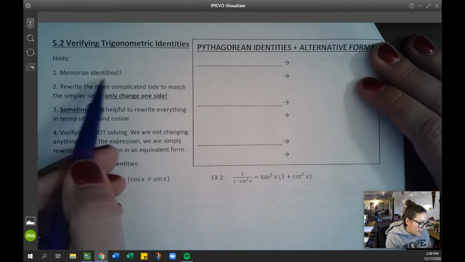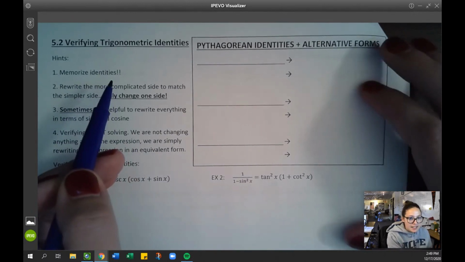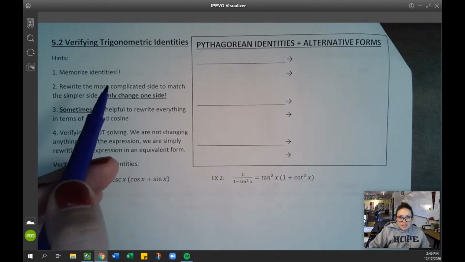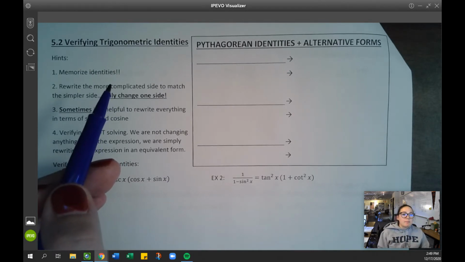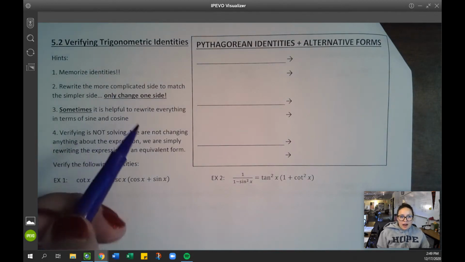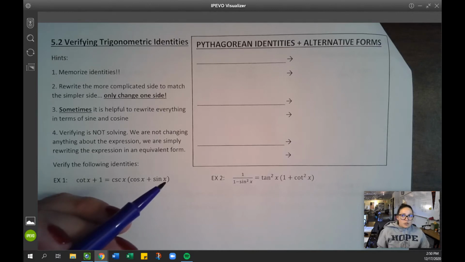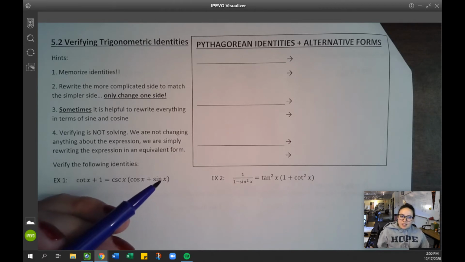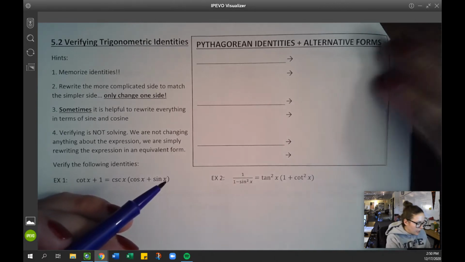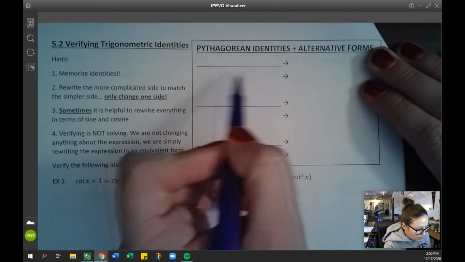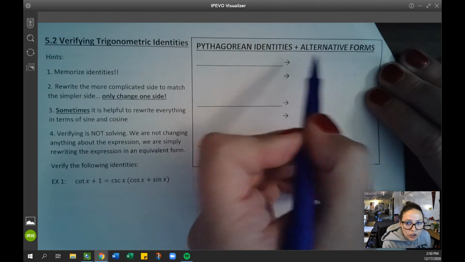The first thing is to memorize the identities, or at least have them somewhere that is easy for you to quickly look at them. The better you have those identities in your brain, for example, when you see sine squared plus cosine squared, boom, right away, if you know that's 1, that makes your life a lot easier. So with that being said, let's talk about our Pythagorean identities and their alternative forms.